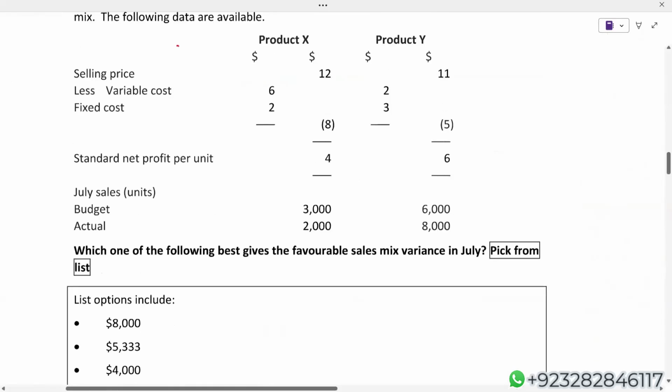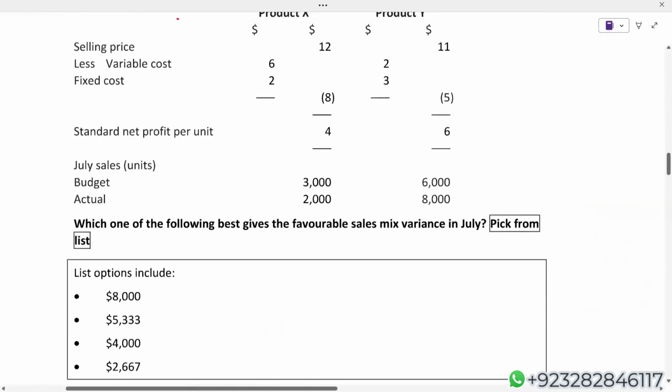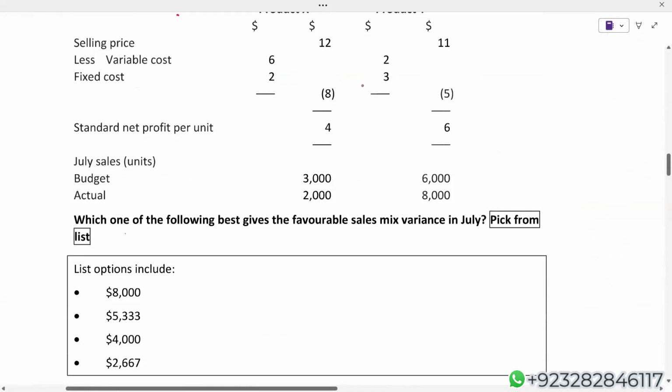Question 186. Which one of the following best gives the favorable sales mix variance in July? Students, sales mix variance is the difference between actual quantity into actual mix and actual quantity into standard mix.